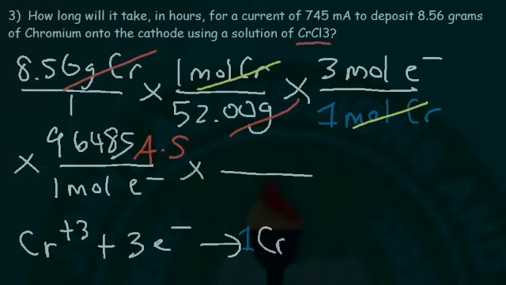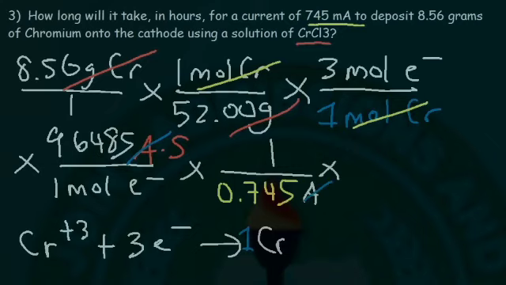So what we have is a current in milliamps. 745 milliamps is the same as 0.745 amps. To convert from milliamps to amps, you need to divide by 1,000. 1 amp is equal to 1,000 milliamps. So we're going to divide by 0.745 amps. And so at this point, we have the unit in seconds. Moles of electrons cancel as well.